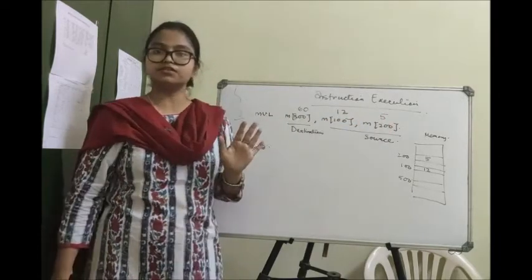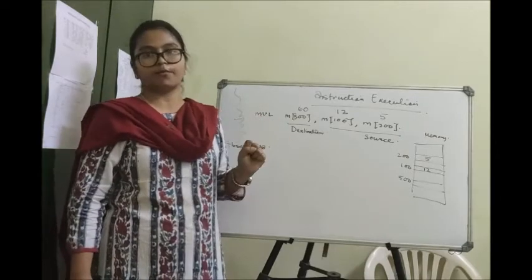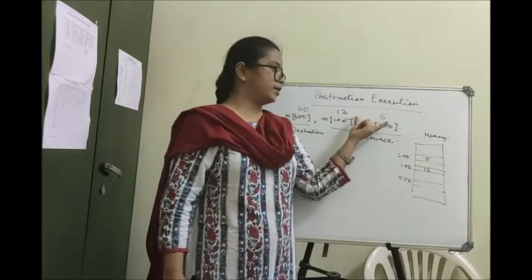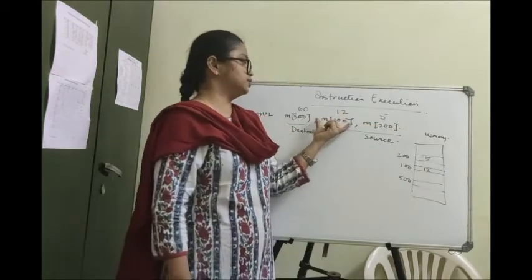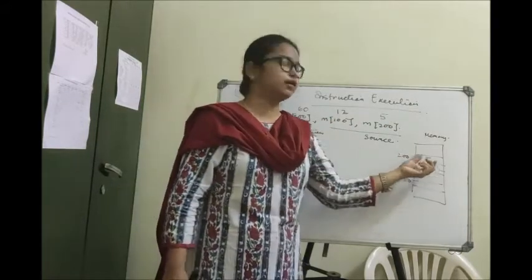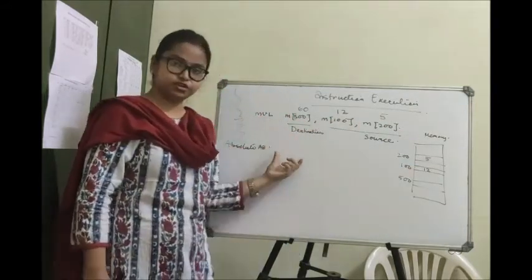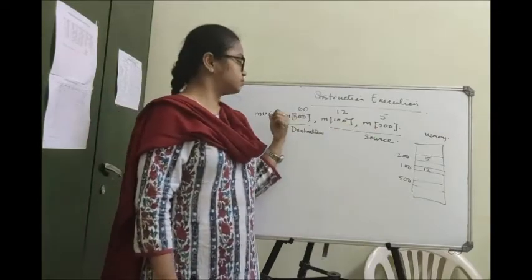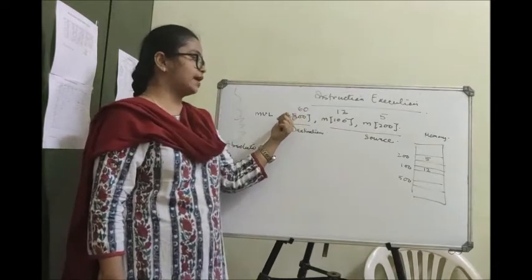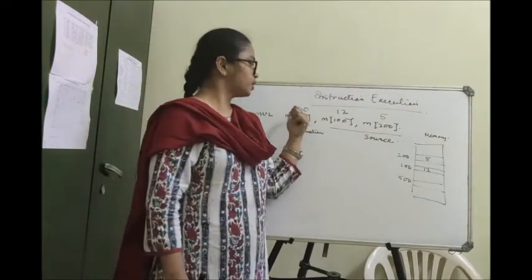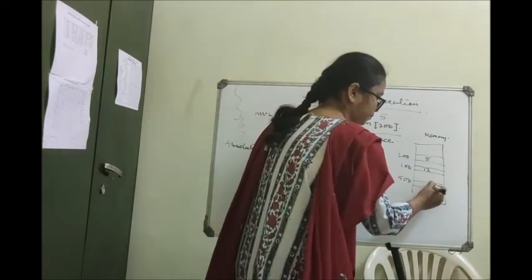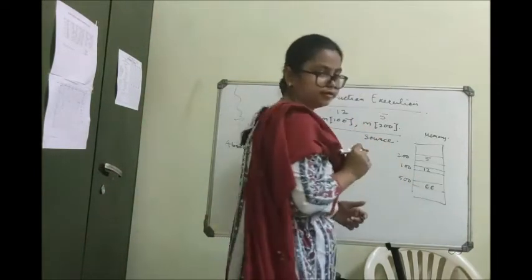What is effective address? Effective address is the address of the operand. So this is effective address 1, and this is effective address 2. Both these operands are fetched, and the ALU performs the multiplication of these two operands and stores the result back in the memory destination called 500. At 500 the result is computed and stored back. Okay, so 60 is stored back here.